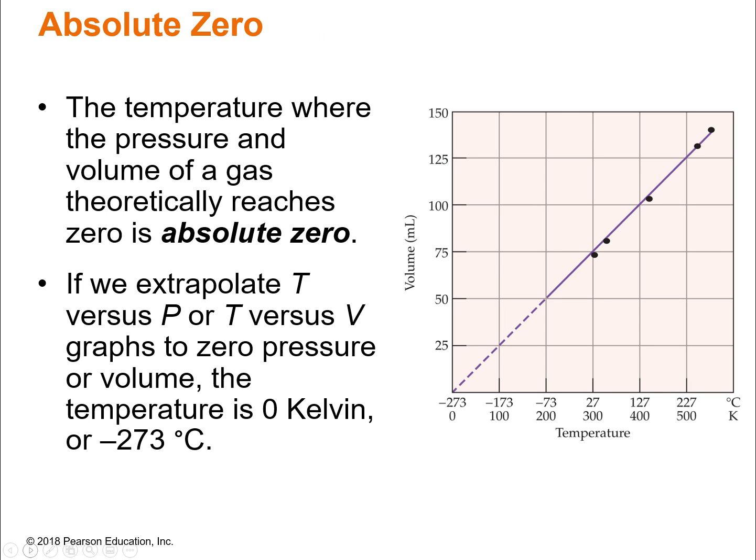So we've got one more concept that's kind of related to the kinetic molecular theory, and that's absolute zero. When the temperature where pressure and volume of a gas theoretically reaches zero is absolute zero. And on the graph, that's here. Now we haven't gotten there yet experimentally to be able to reach absolute zero. We've gotten pretty close, but we haven't reached absolute zero. When you extrapolate that back and you're looking at the temperature in Celsius, that's negative 273 degrees Celsius or 0 Kelvin.